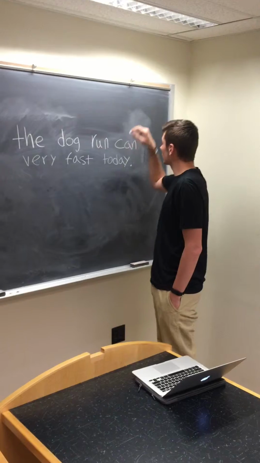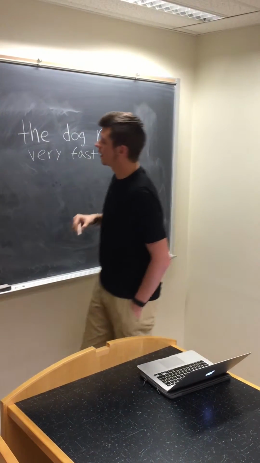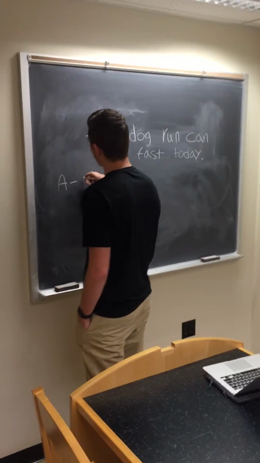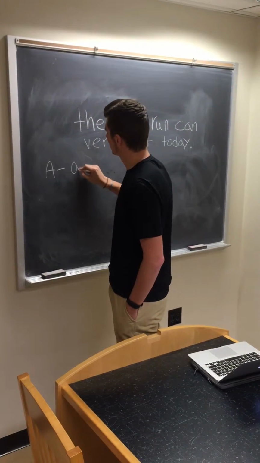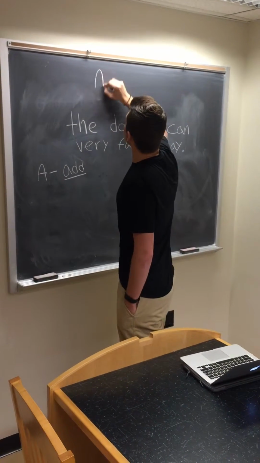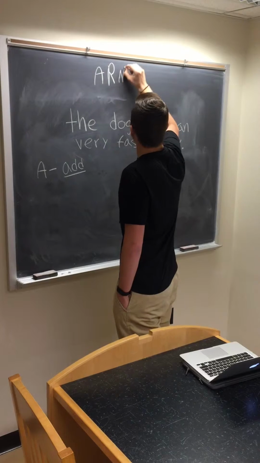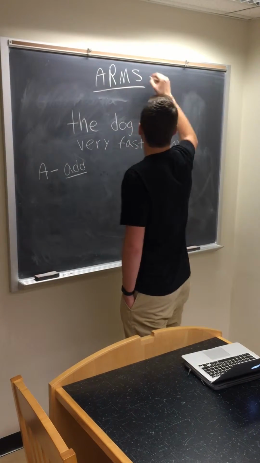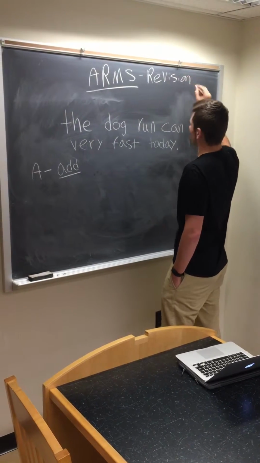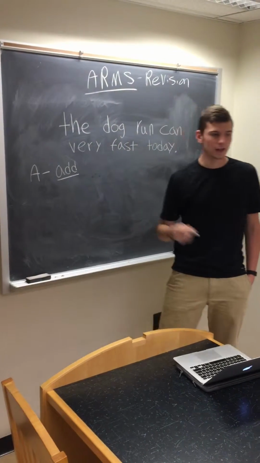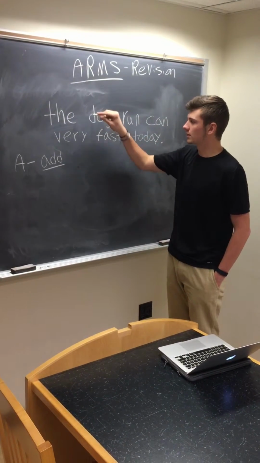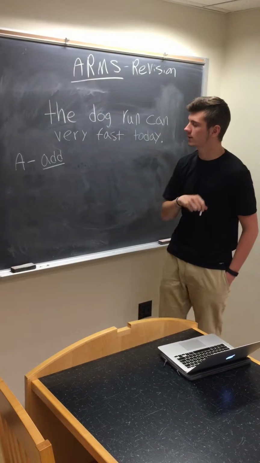Okay, so with revision for today, we're going to work on a strategy called ARMS. For short, the A stands for add. So you want to add words, and we'll just put that up there for revision. Adding is where you add a different word in a different section to make it a little bit better. And we'll work on ARMS in a second when we do my model text here.